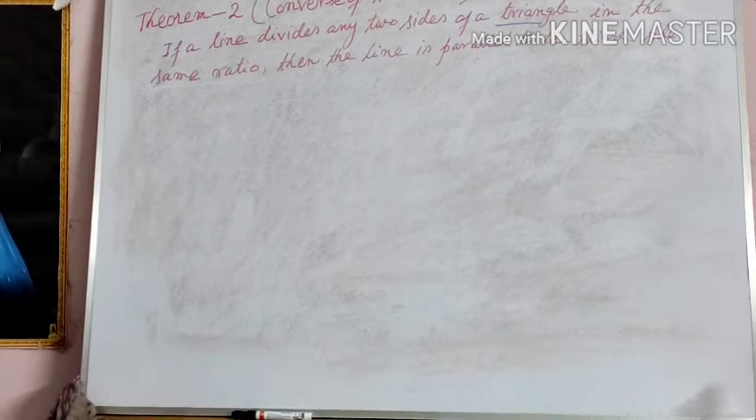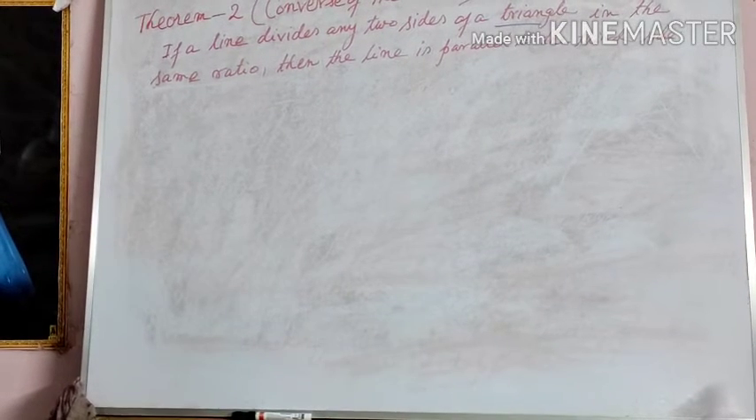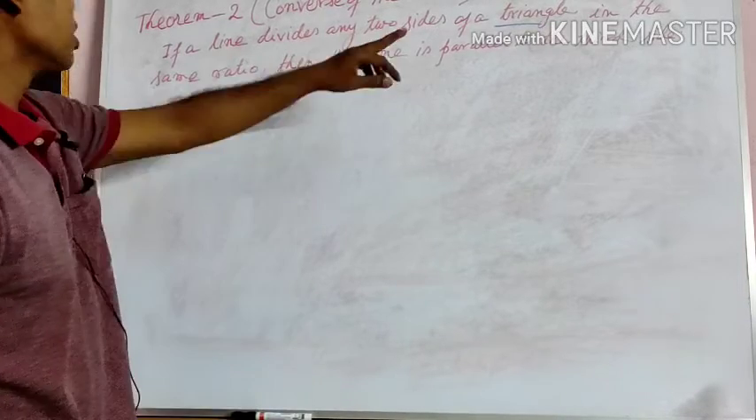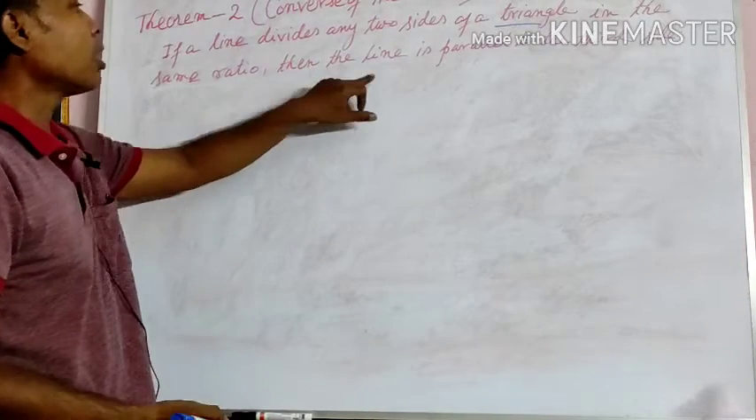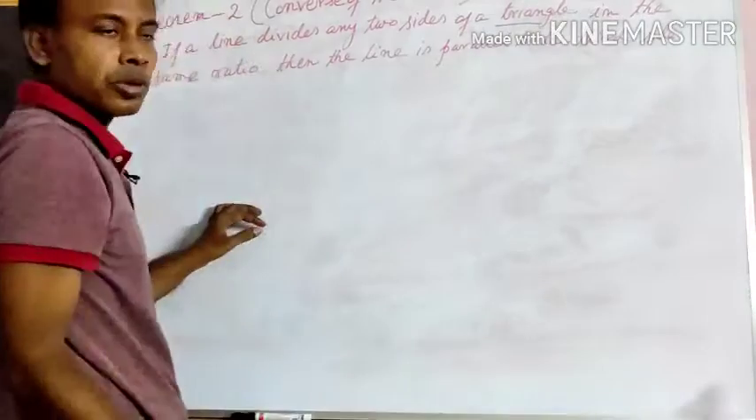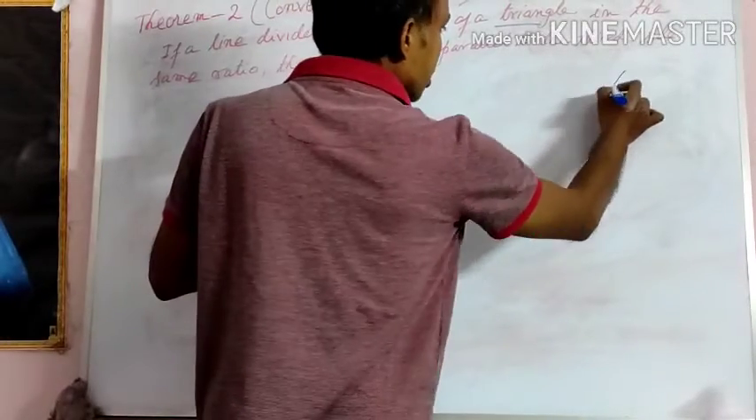So theorem 2, converse of theorem 1. If a line divides any two sides of a triangle in the same ratio, then the line is parallel to the third side. First, you have to draw a triangle. Suppose this is a triangle.